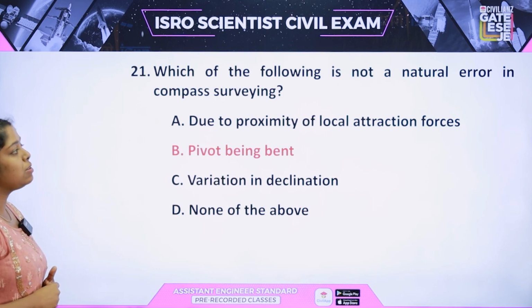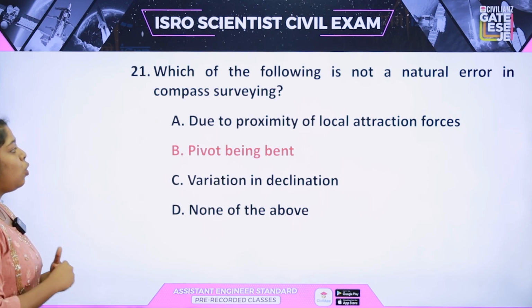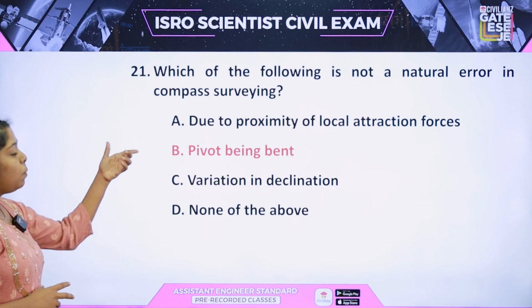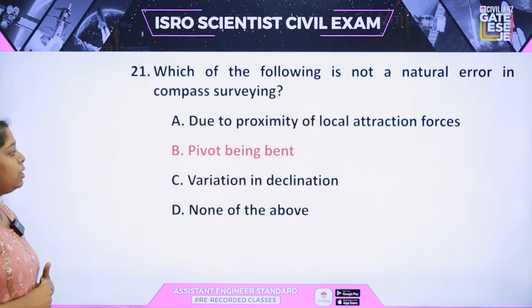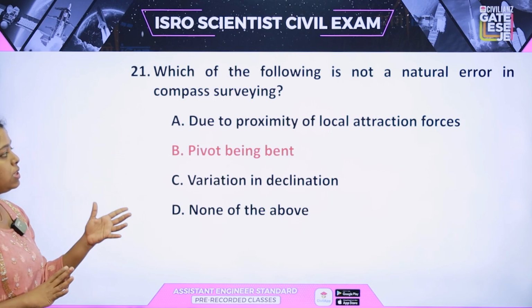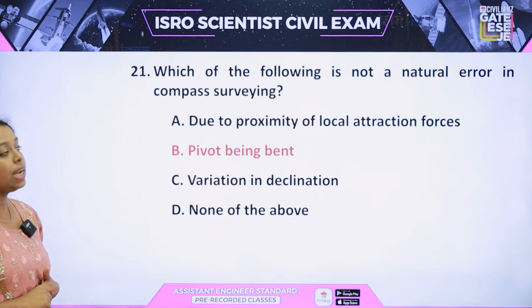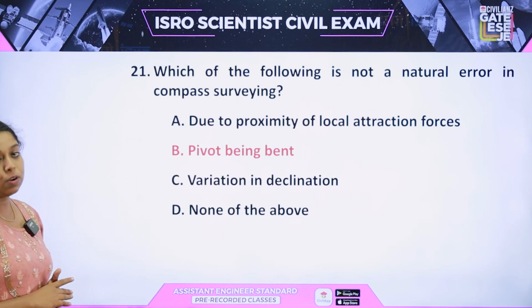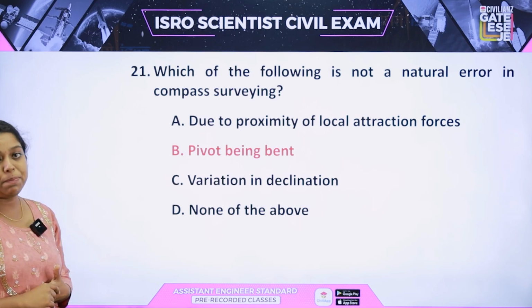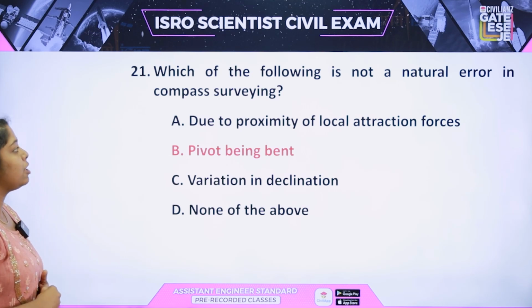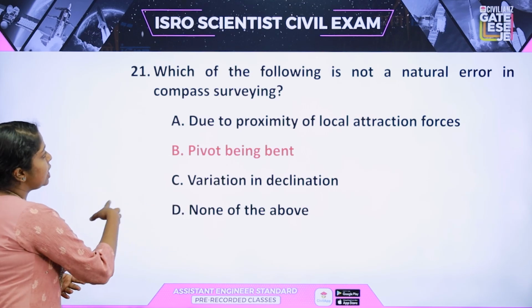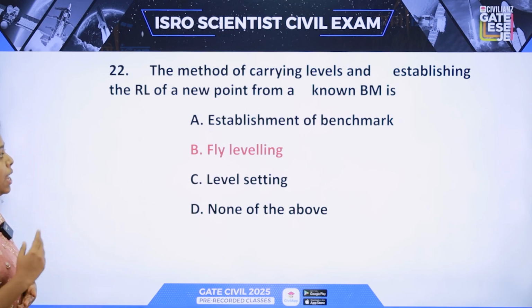Which of the following is not a natural error in compass surveying? So while observing the options, we are able to find out that local attraction forces, the influence of local attraction forces and variation in declination are natural errors in compass surveying. So option B, pivot being bent, is not a natural error. So option B is the right answer. Now moving on to the next question.